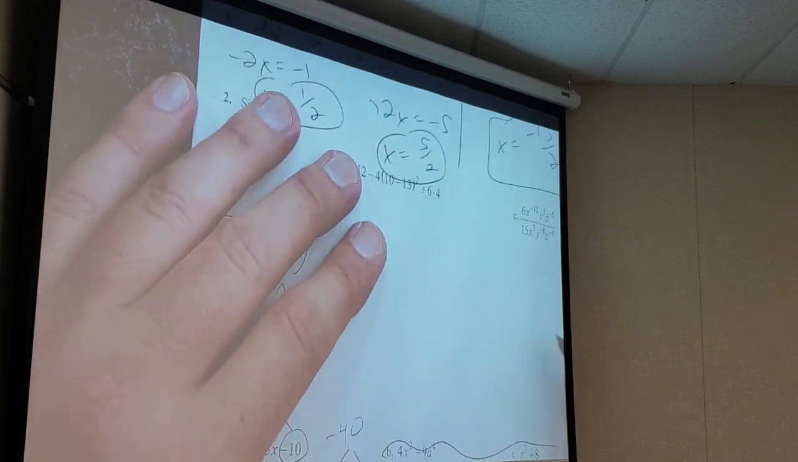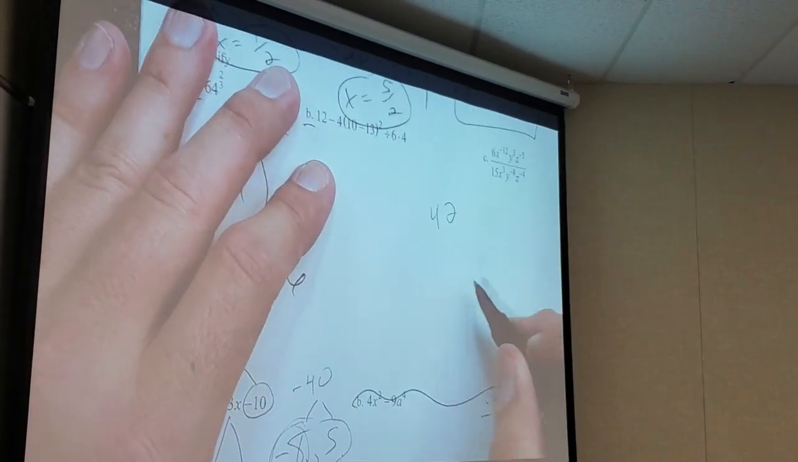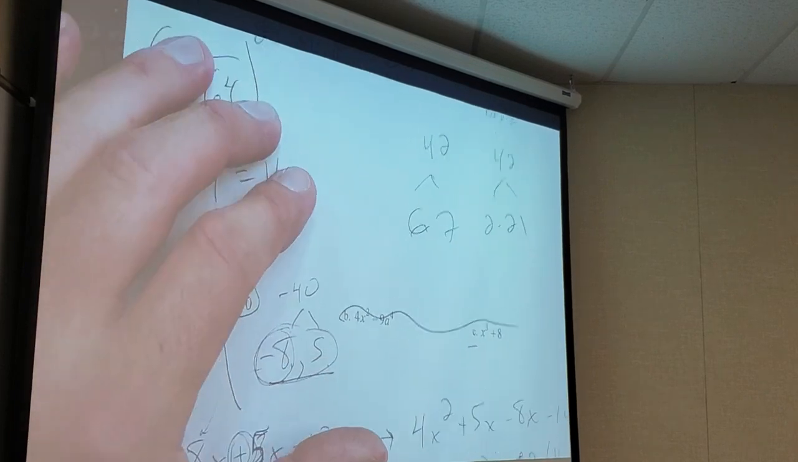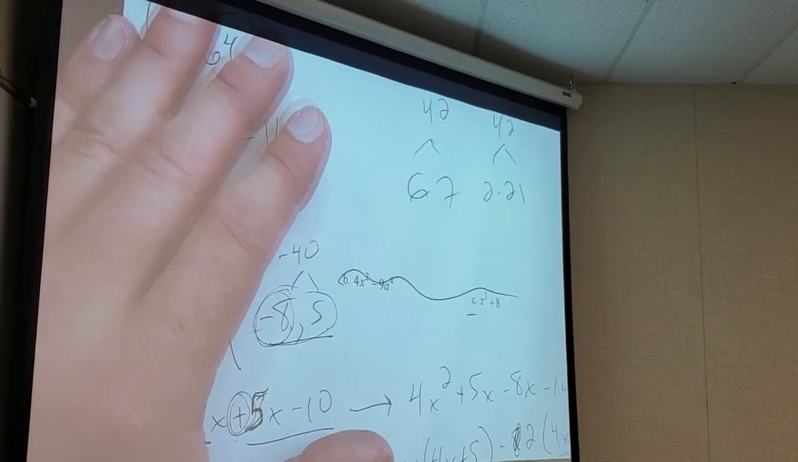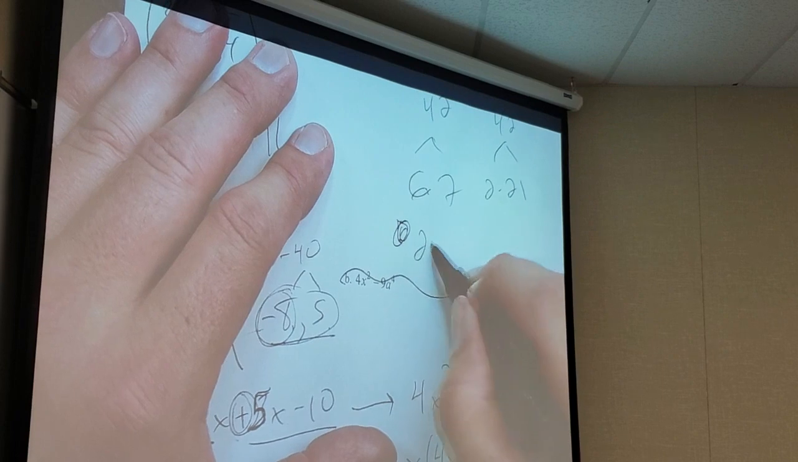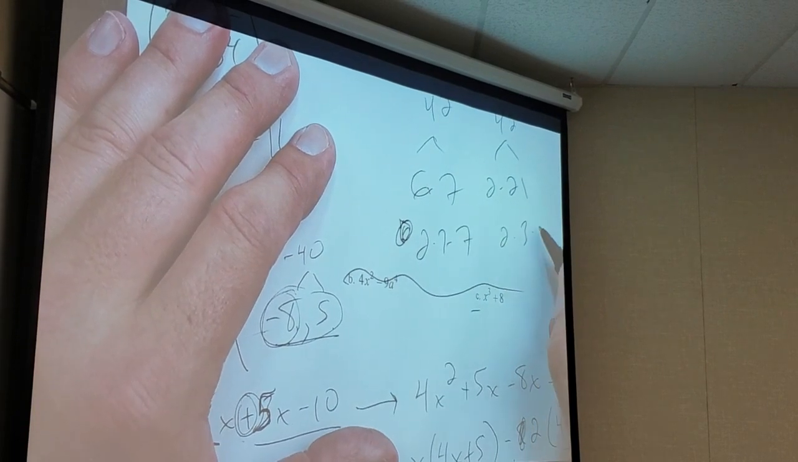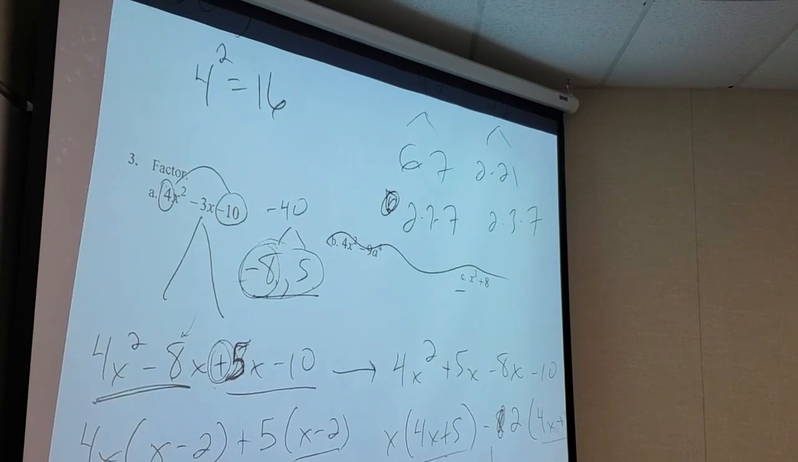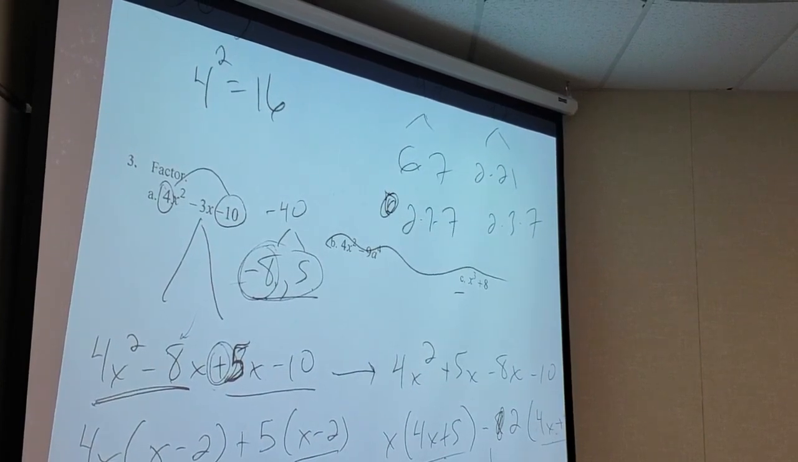So, for example, if I said factor 42, and you guys said 6 times 7, what if somebody else said 2 times 21? Are they wrong? No. If you keep going, you both are going to end up in the same place, right? So who cares what happens in the middle as long as you end up at the same place at the end?